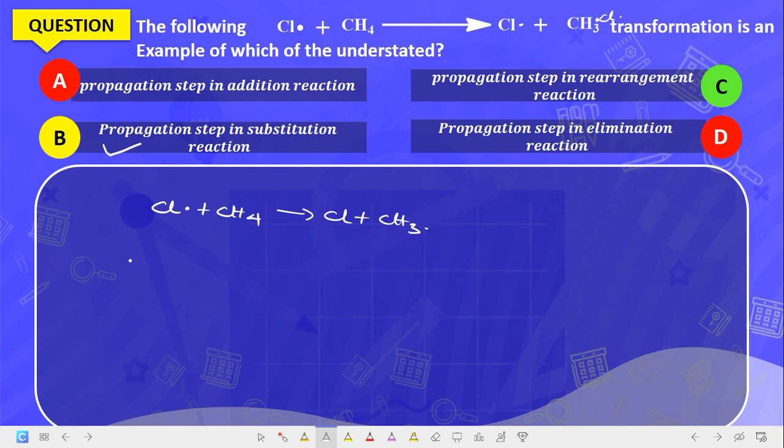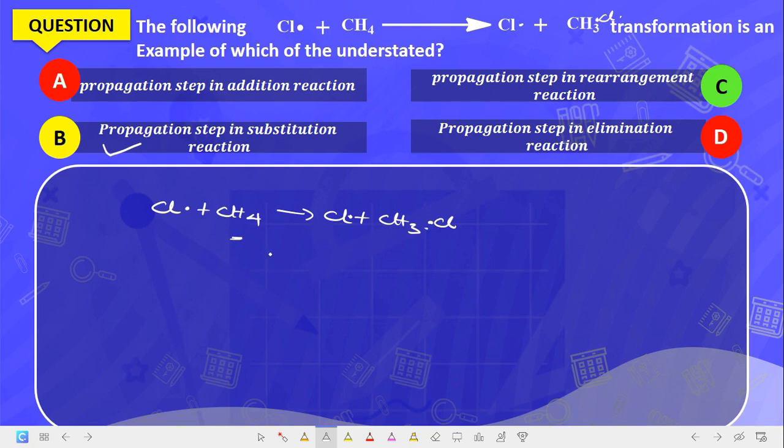We said that the propagation step of the substitution reaction leads to the formation of what? Radical. One radical reacts with a free molecule, which is this, to form what? Another radical and a molecule, which is something like this. So this is the propagation step in addition reaction.